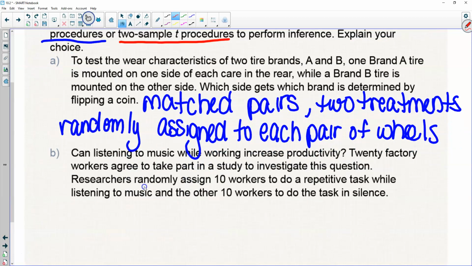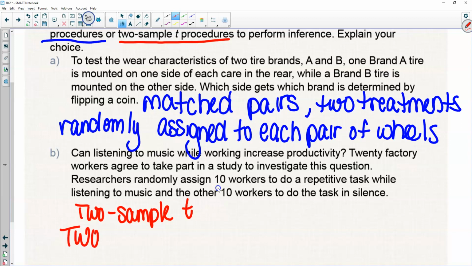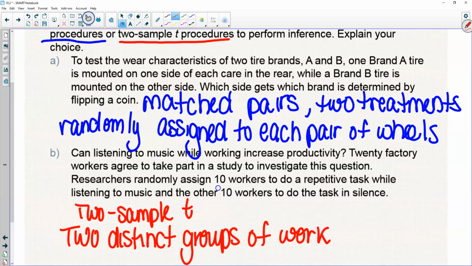Which again then would make B the 2 sample, but let's read into it to make sure. Can listening to music while working increase productivity? 20 factory workers agree to take part in a study to investigate this question. Researchers randomly assign 10 workers to do a repetitive task while listening to music, and the other 10 do it in silence. So because these two are completely different, it's not like it's a before and after of the same person. This is the 2 sample T. Two distinct groups of workers in the randomized experiment.